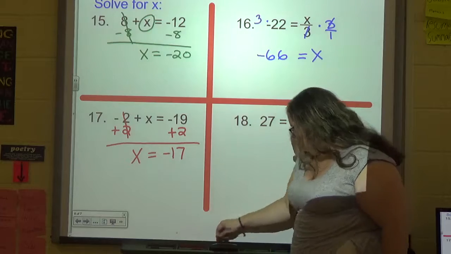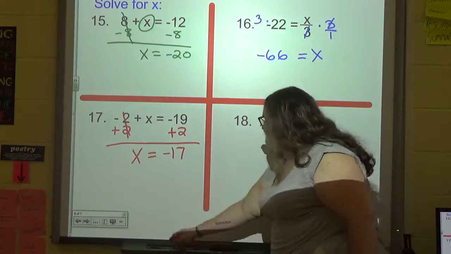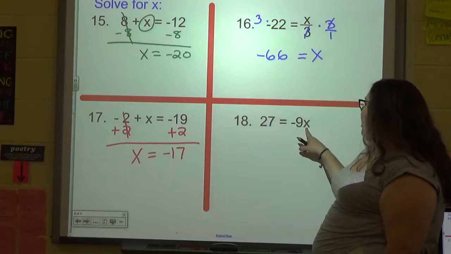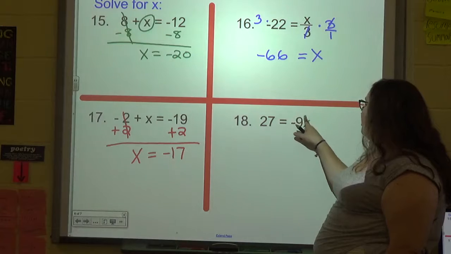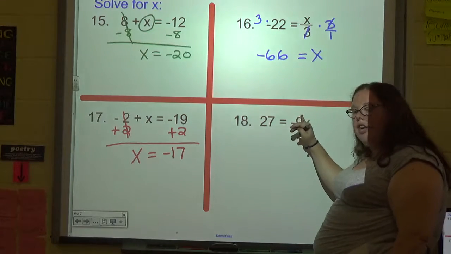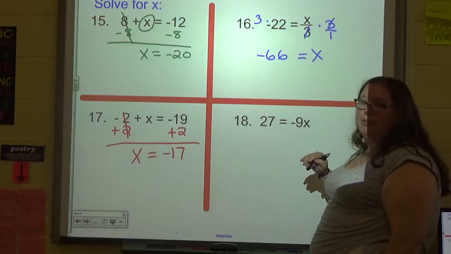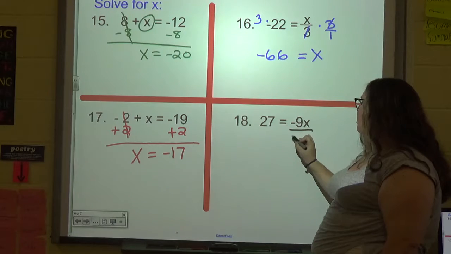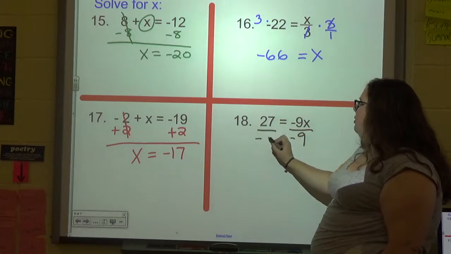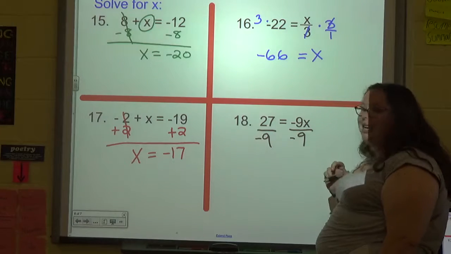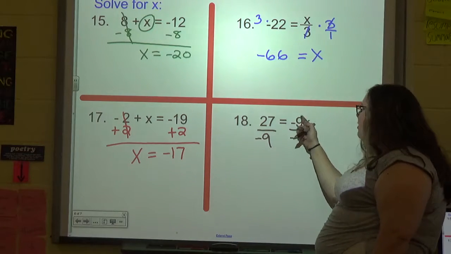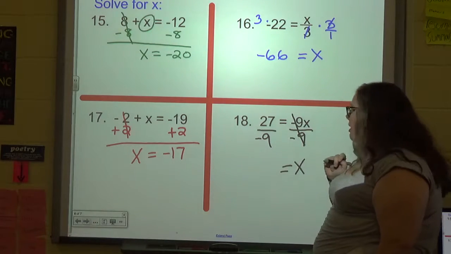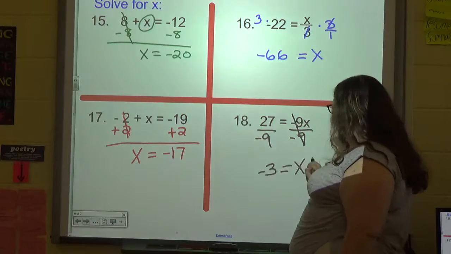Last one. We have 27 equals negative 9x. So look for your x. What's on the same side? We have that negative 9. Remember, negative 9x means negative 9 times x. These are multiplying. The inverse or opposite of multiplying is dividing. Now when you divide, don't forget that negative, if you had just put 9, that would be wrong. We're dividing by the entire coefficient. X equals 27 divided by negative 9 is negative 3.